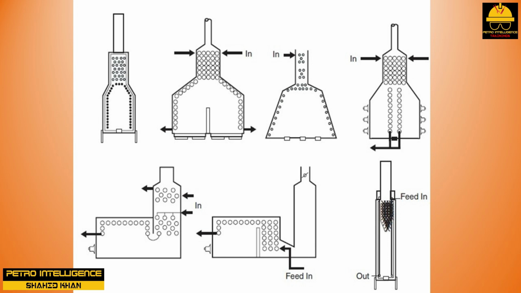However, there are reformer furnaces in which steam and methane are reacted together to get synthesis gas, carbon monoxide and hydrogen. For the catalytic cracking of hydrocarbons, catalytic pellets are packed in the tubes inside the furnace.